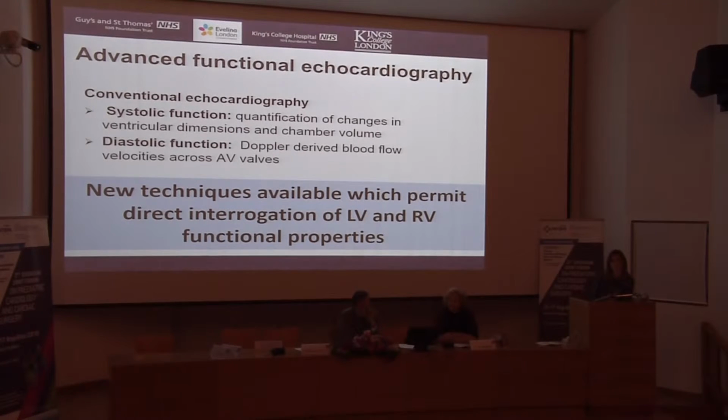Now, moving on from the anatomy, regular assessment of the cardiac function in congenital heart disease patients has been one of the main aspects of the long-term follow-up. So far, using conventional echocardiography, we're used to assess systolic function by quantifying changes in ventricular dimensions and chamber volume, and diastolic function by having Doppler-derived blood flow velocities across the AV valves. However, now we have new opportunities, most of them currently being used in research practice, but we can start using them in clinical practice as well, that can give us direct information about functional properties of LV and RV.